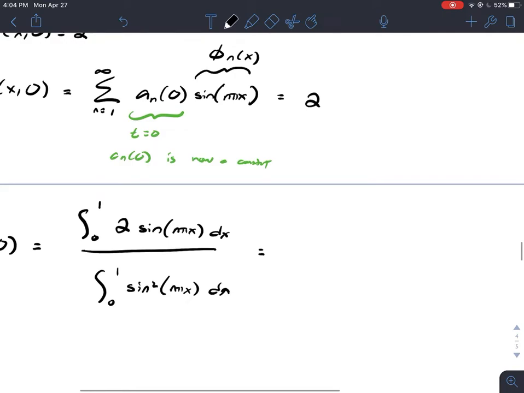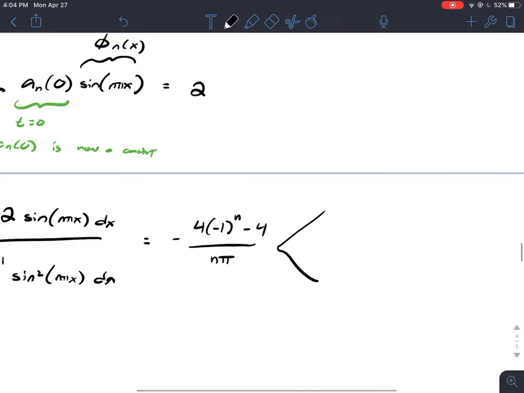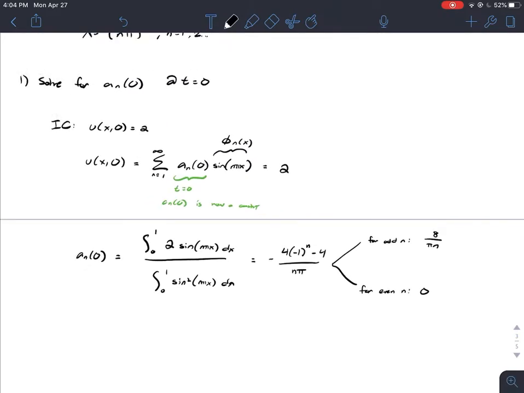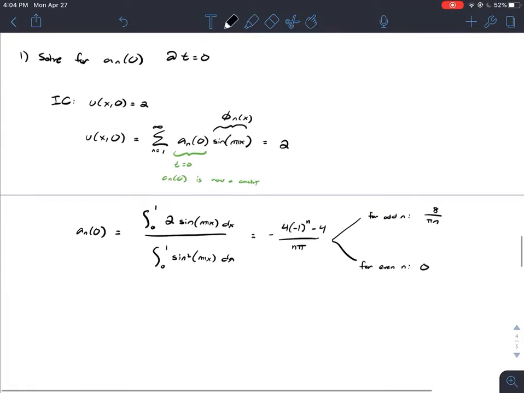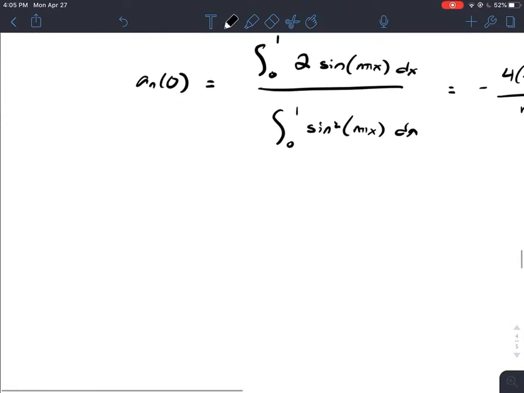You can just put this into a calculator and you'll end up with 4 times negative 1 to the n minus 4, over pi n. This basically tells us that for odd n, our coefficient becomes 8 over pi n, but for even n, this is just equal to 0. This is some useful information to keep in the back of your mind while we're solving out the problem. So now step 2 is to solve for a of n of t.